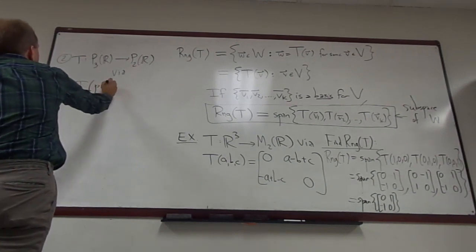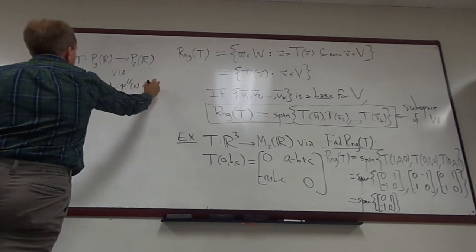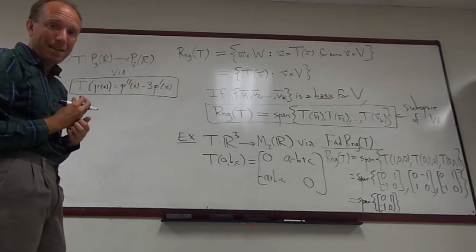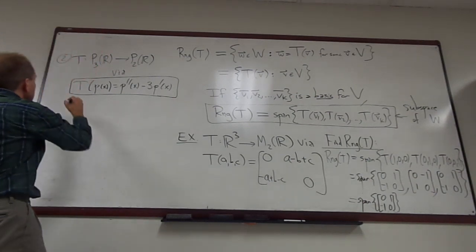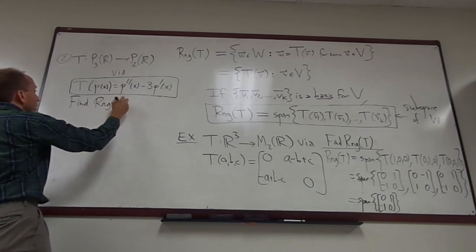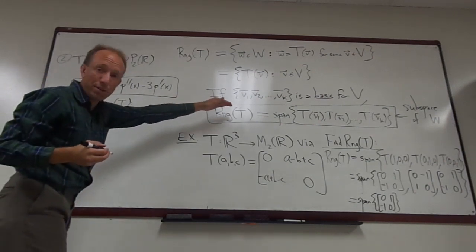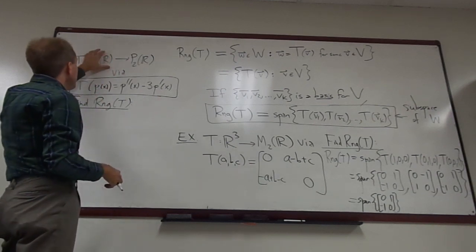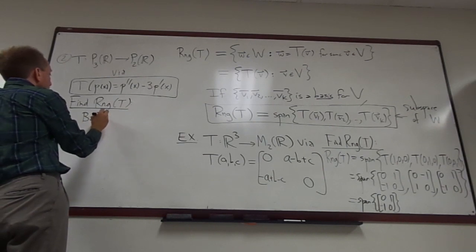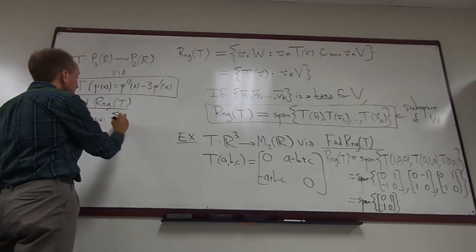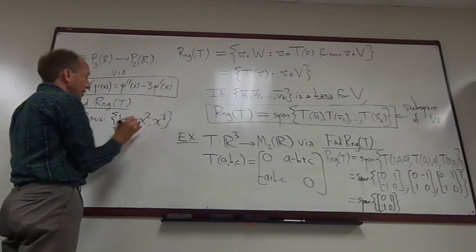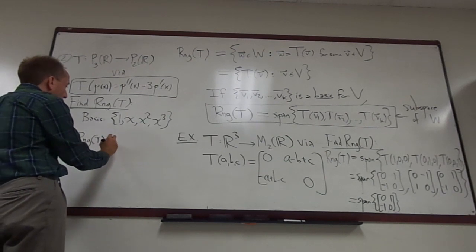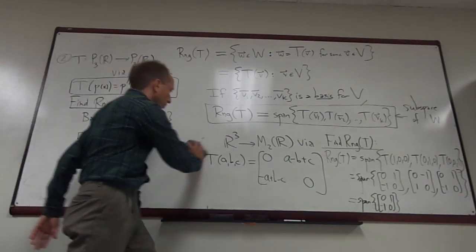Okay, so I had this example earlier. It was basically T of P of X equals P double prime of X minus 3 times P prime of X. I hope that's what I had. So I'm going to use P3 of R and P2 of R, and let's try to find the range of T. Now the idea is that we can use this boxed formula. In order to do that, I have to have a basis for V to start with, and I can choose any basis that I want. For P3 of R, the nicest basis that most of us would agree we could work with would be this one here, just the powers of X.